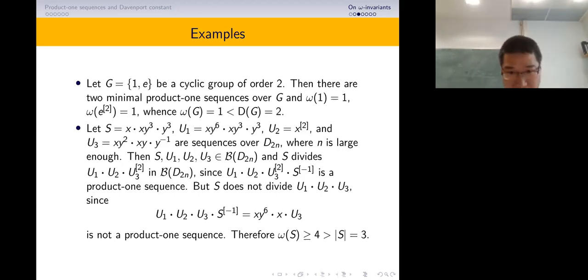Since if S should divide a subproduct, and S has elements x, xy to the power 3, and y to the power 3, so we must have this U1 and U2. If we have another one, we should have this U3, but S does not divide U1, U2, U3, since the remaining sequence is just xy to the power 6 and x with U3, and this is not a product one sequence. So we obtain that the omega invariant of S is larger than or equal to 4, which is strictly larger than the length of S.